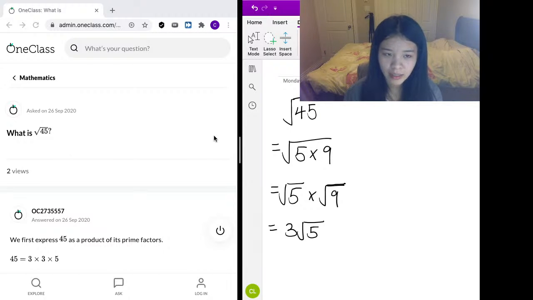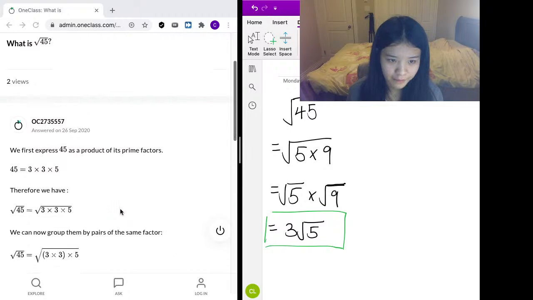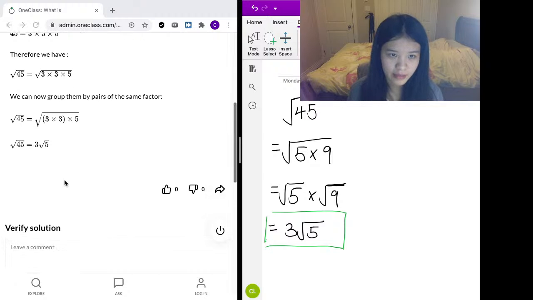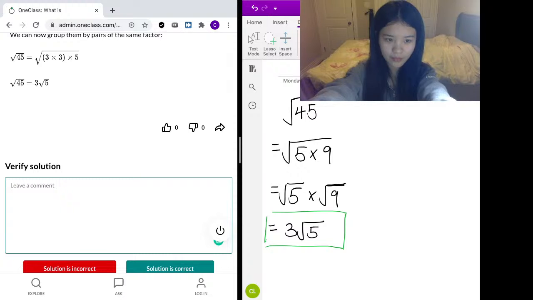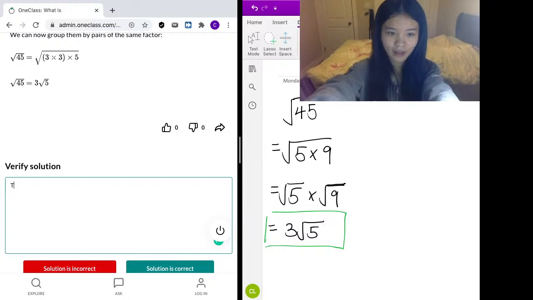You could also give them a decimal answer, which you can just use your calculator to find the exact value of the square root of 45. But usually, if they're asking you to find the answer by hand, this is the answer you're going to give, 3 root 5. And let's see. Yes, this is also correct. So I'll just say, that's right, this is right, yay!